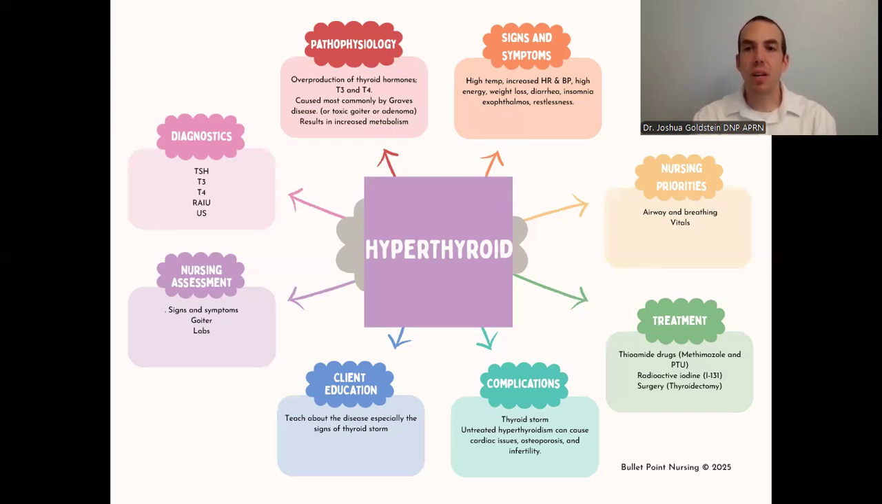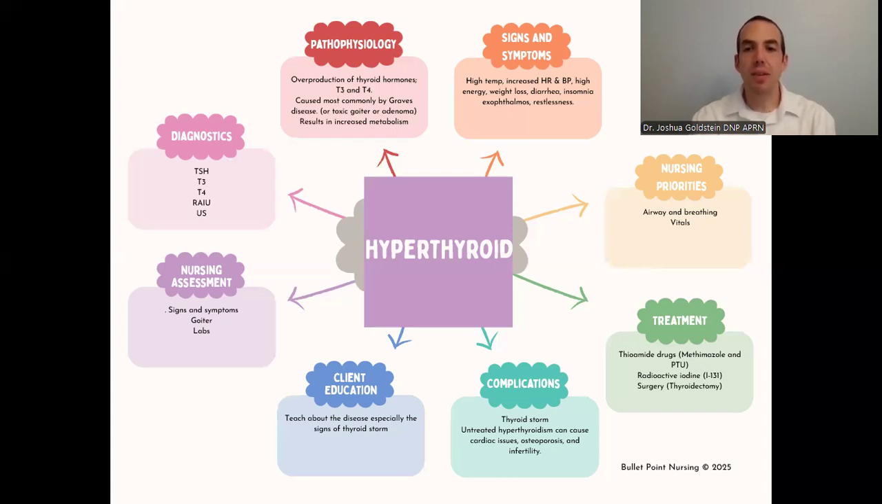Next, we look at nursing priorities for the NCLEX. That's going to be airway and breathing and the vital signs. Remember, we said that this can cause the patient to have increased heart rate, increased blood pressure, and it can also send the entire sympathetic fight or flight response haywire. So we want to make sure we're really monitoring their airway and breathing, and then their vital signs, specifically their heart rate and blood pressure, to make sure all of that stays under control.